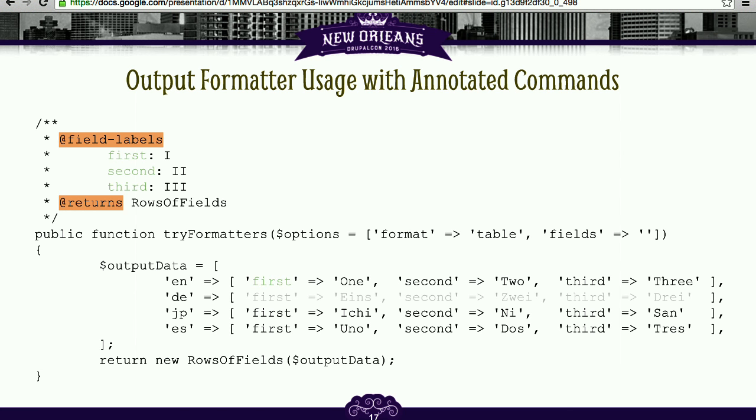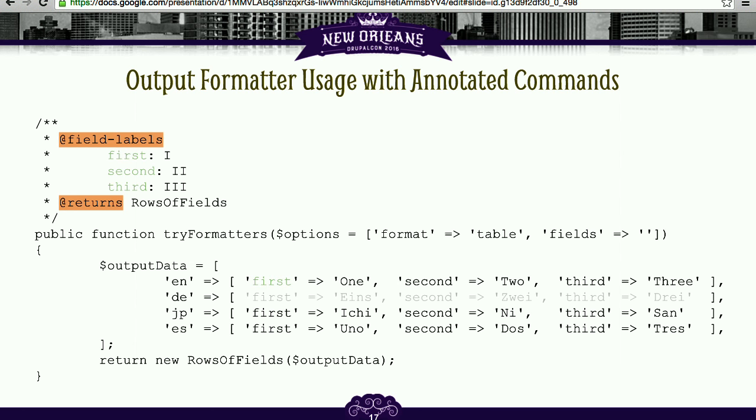You can just add annotations and say what the field labels are. And the neat thing is down at the bottom, you have a regular PHP returns annotation. So the whole system looks at this return annotation, it knows what data type your command is returning, and from that it can infer which output formats are available. So when you run the help command, it'll say, aha, you are doing a row of fields, and I know how to take row of fields and turn that into a table. So I'm going to give you table as one of your options as an output formatter.